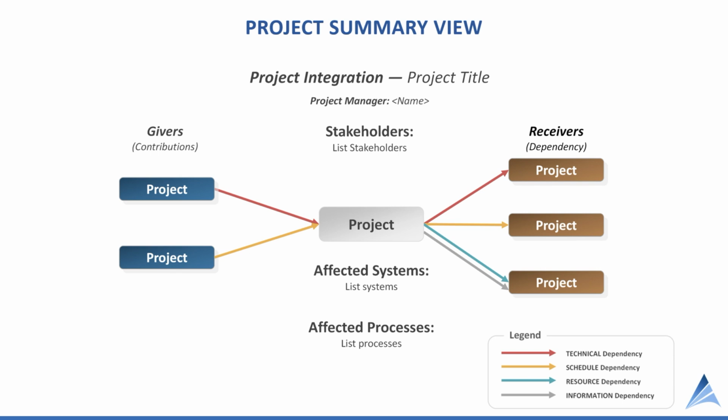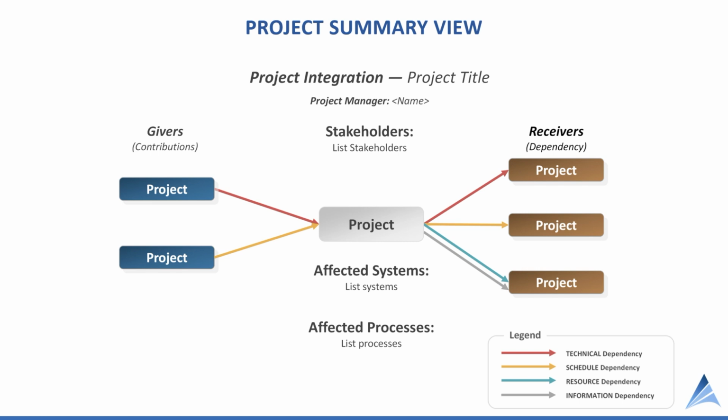Here we see a summary view of the integrations for a specific project. This could be a simple template. The idea here is that we are looking at all the upstream and downstream dependencies for a single project. We could highlight the project title, the project manager's name, key stakeholders. If there are affected IT systems or other affected processes, they could be documented here. Such a summary could be useful for certain projects that have critical dependencies to other projects.